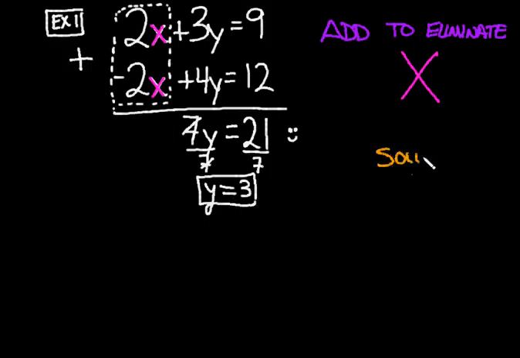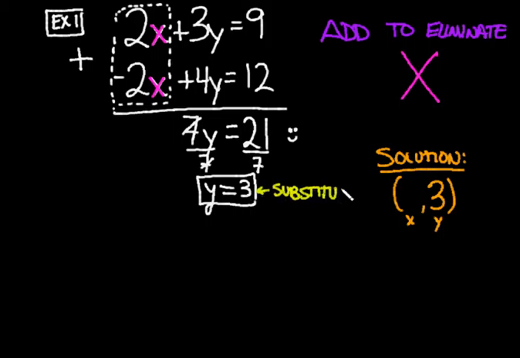So recall for these, a solution is going to look like a point, something comma something, right? The x comma the y. We're looking for the x and y that both are the same. We just figured out what the y was. The y was 3. Now, how can we use this to figure out what the x is? Well, we're going to take this and we're going to substitute back into one of our original equations.